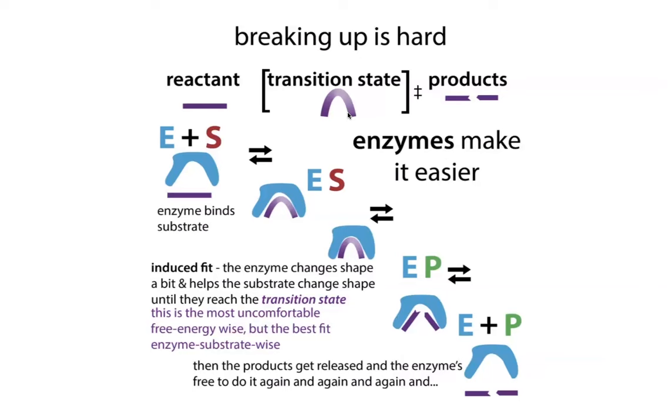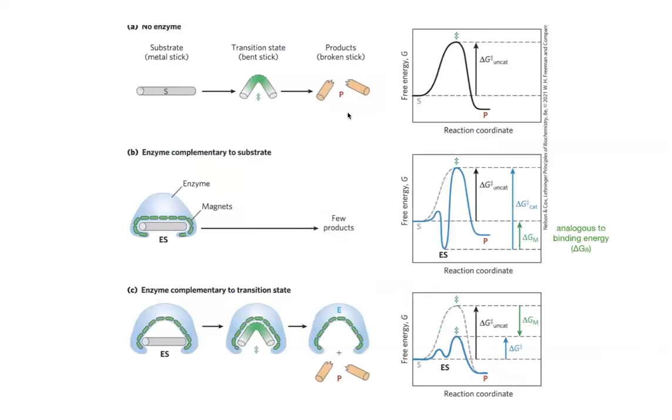And so you might have heard of a lock and key mechanism, where the substrate is like a key that fits in the lock, which helps explain why enzymes are really specific. But really, it's more of this induced fit mechanism. And instead of the key being in its normal key form, it's in this bent form, or whatever. Hopefully you know what I'm talking about. Basically, we want to stabilize that transition state.